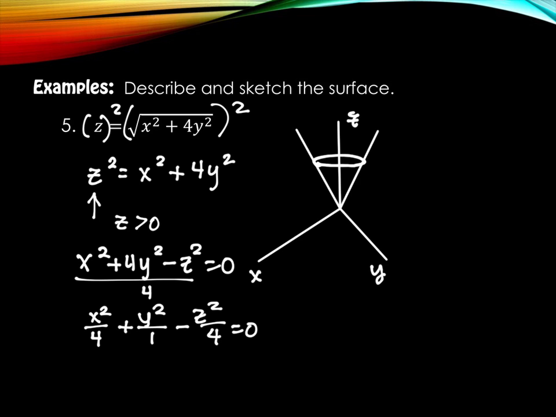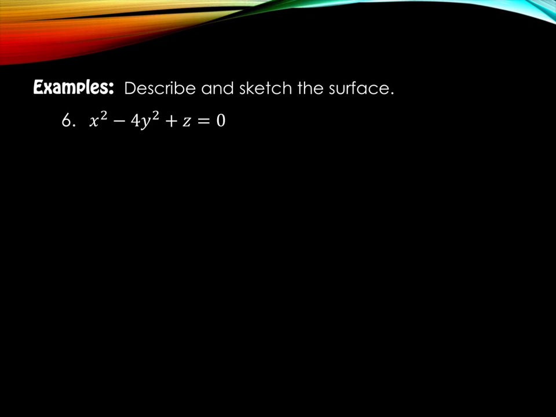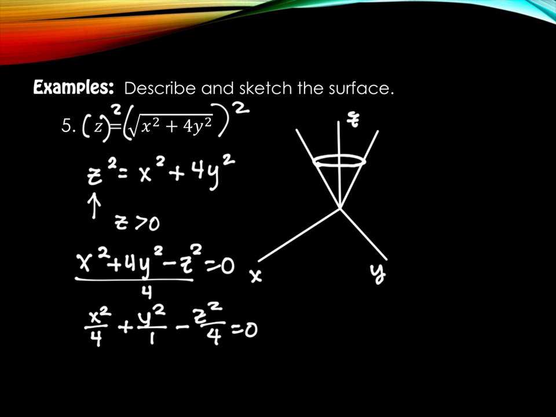Ready for another one? No, I'm kidding. That one is, oh, I didn't write it down. Thank you. It's an elliptic cone, yes. Elliptic cone, that's better. Thank you. Forgot to write it. Said it, never wrote it.